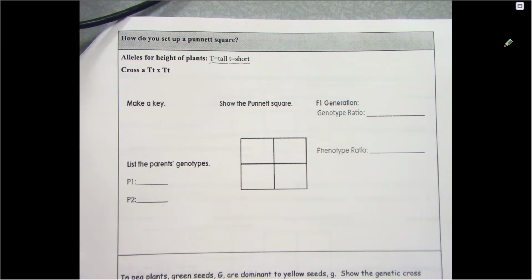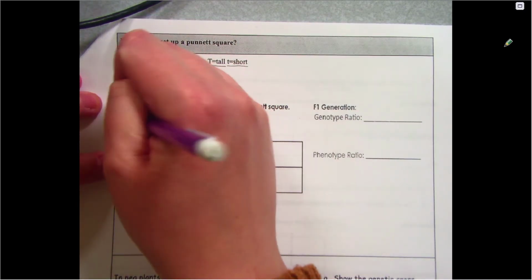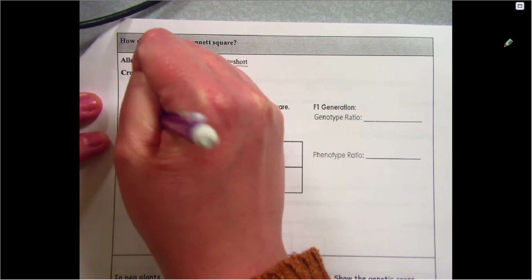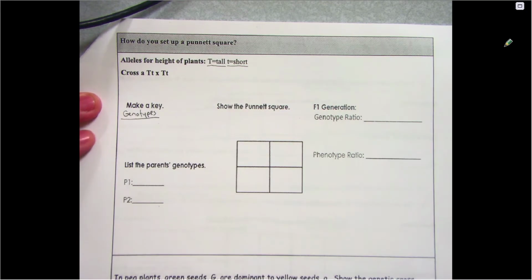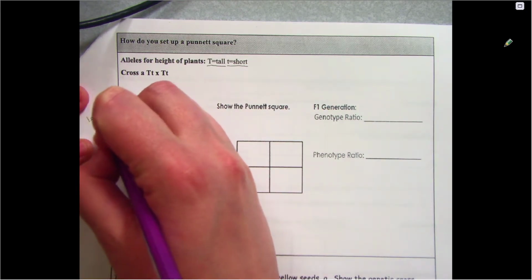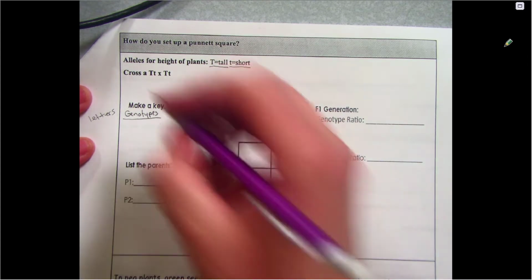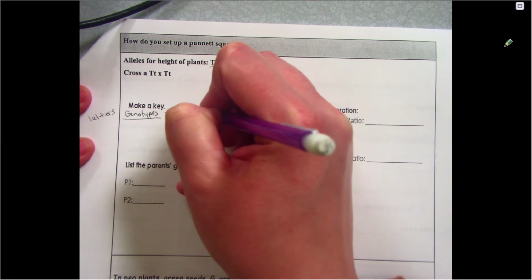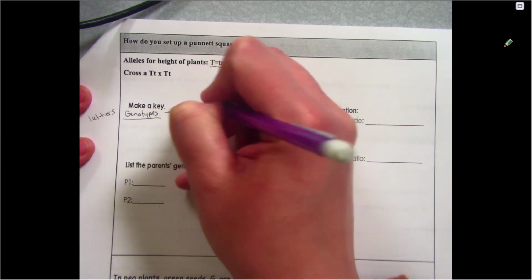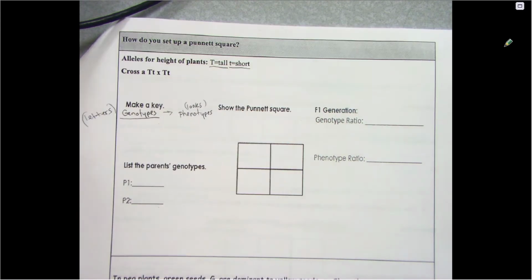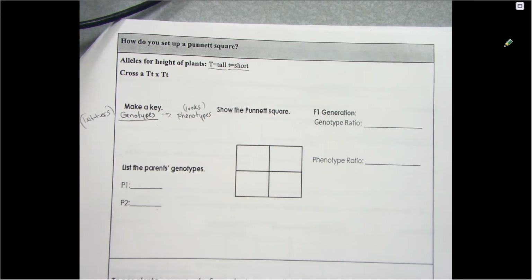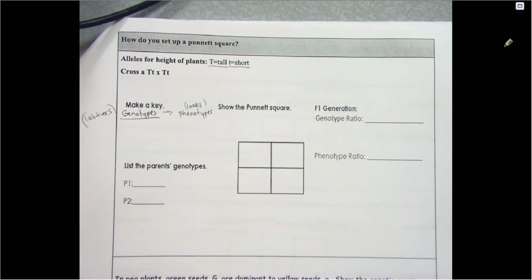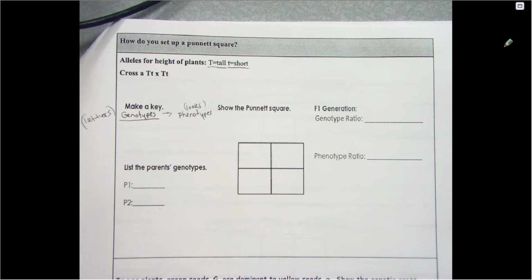So a key is going to show us several things. Make sure that you guys are writing this down as well. A key is going to show us our genotypes. And the genotypes are going to be represented by letters. Then the genotypes will tell us our phenotypes, or what it looks like. So what we're going to do is take those 2 alleles, the capital T and the lowercase t, and look at all the possible allele combinations we could have.